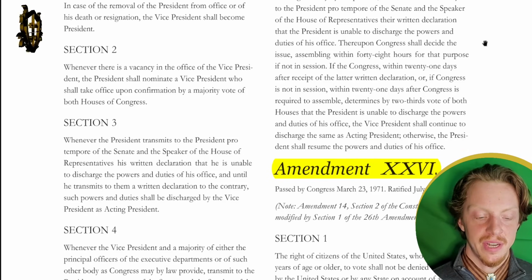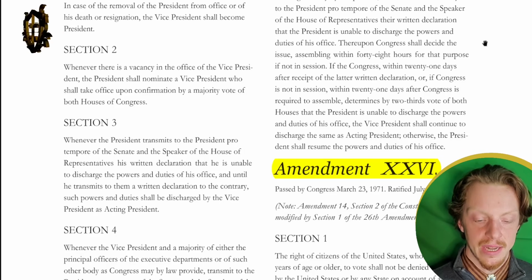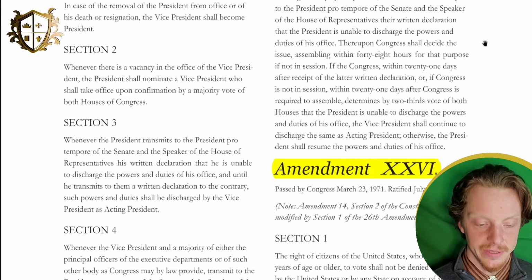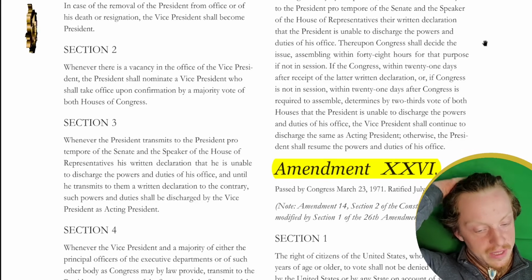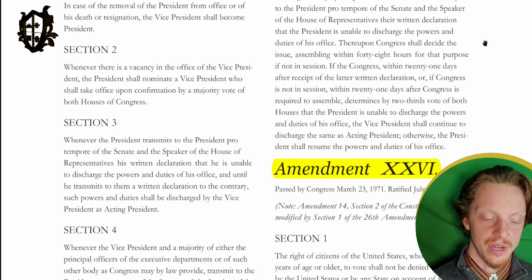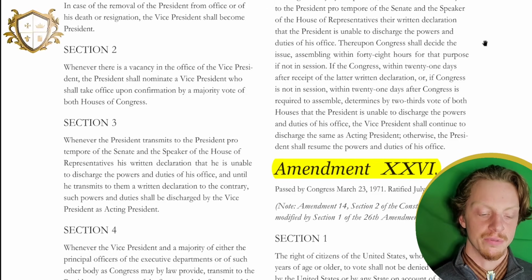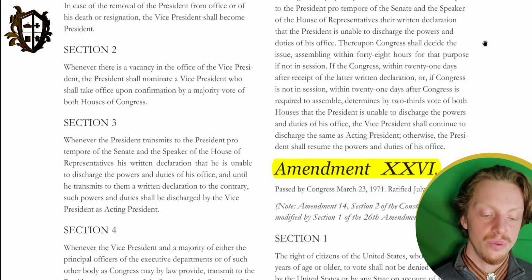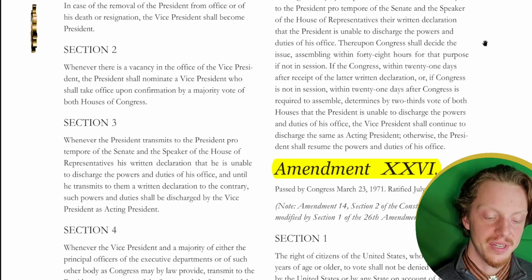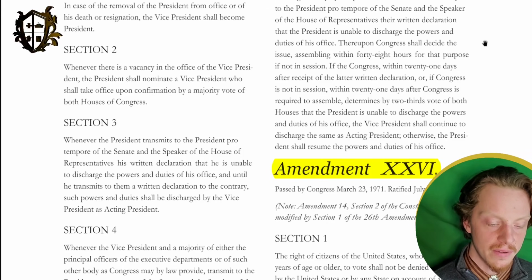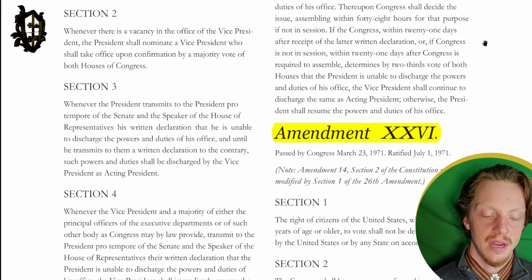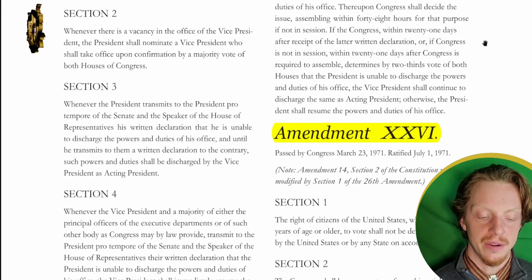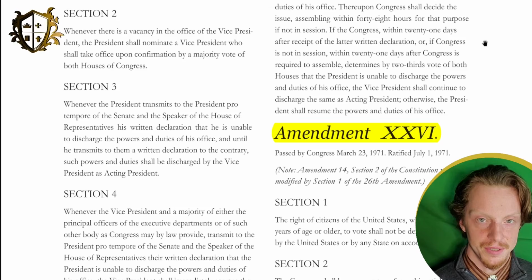Thereupon, Congress shall decide the issue, assembling within 48 hours for that purpose, if not in session. If the Congress within 21 days after receipt of the latter written declaration, or if Congress is not in session within 21 days after Congress is required to assemble, determines by 2/3 vote of both houses that the President is unable to discharge the powers and duties of his office, the Vice President shall continue to discharge the same as acting President. Otherwise, the President shall resume the powers and duties of his office.